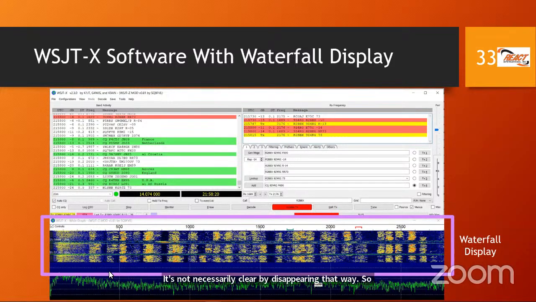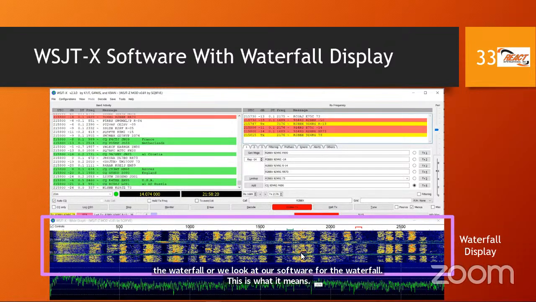So this is the waterfall display that we keep talking about. And we talk about the digital mode, and we look at our radio for the waterfall, or we look at our software for the waterfall. This is what it means. Waterfall, because yes, in a way, it looks like a waterfall. This is scrolling downwards continuously as the signal is received.